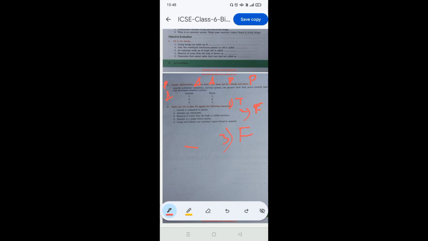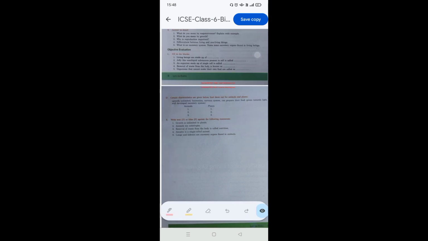Amoeba is a single celled animal. Yes, it is a single cell. Amoeba and paramecium are unicellular animals. So it is true. Fifth question is, lungs and kidneys are excretory organs found in animals. Yes, true. So that's all for this chapter.